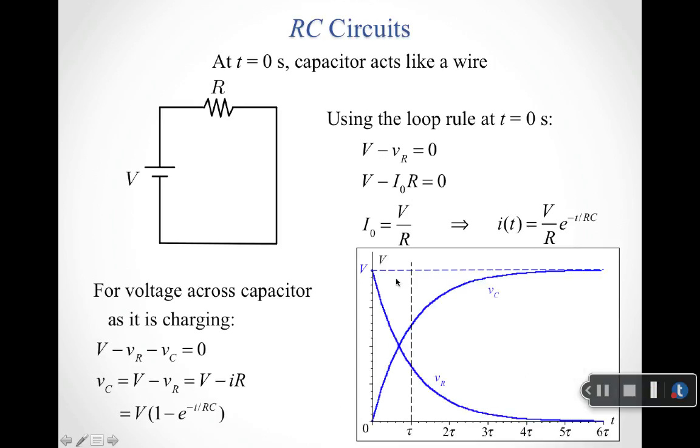So there's a couple things that I have to be aware of here. One is I can talk about the voltage of the battery. That doesn't change. That's fixed. I can talk about the voltage across the resistor, and that's going to drop because the current is dropping in the circuit. And Ohm's law tells me that the voltage across the resistor is equal to I times R.